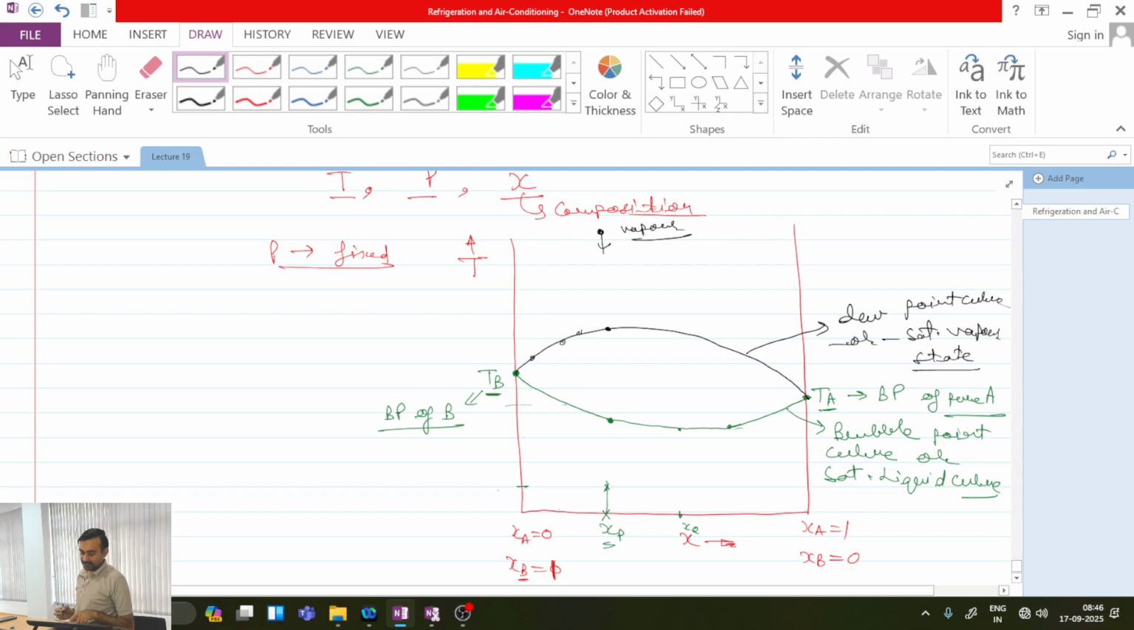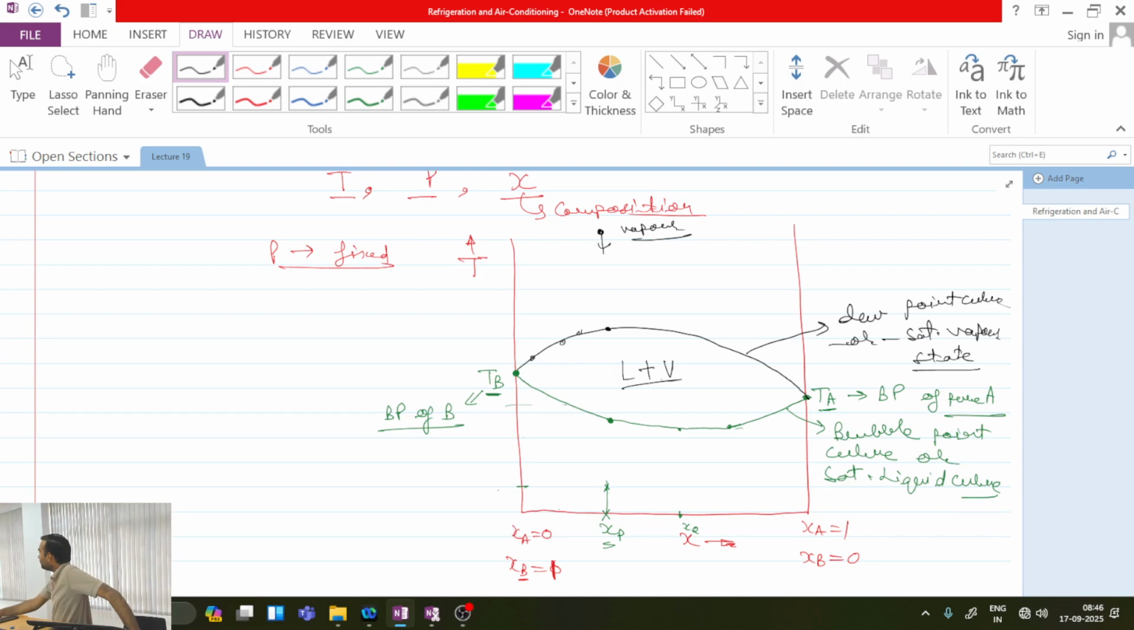The bottom one is saturated liquid, this is saturated vapor, and in between these two I will be having the mixture of liquid plus vapor. Now there are two very important observations from this curve. First important observation is, for a pure substance what happens? The boiling point temperature and dew point temperature are same.